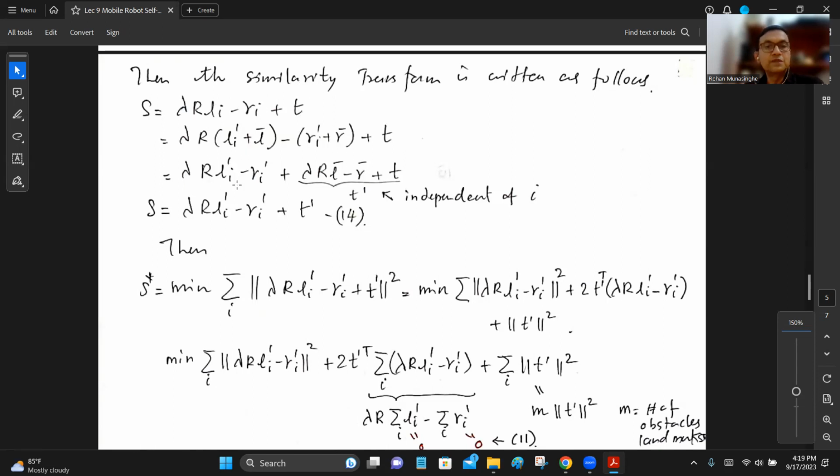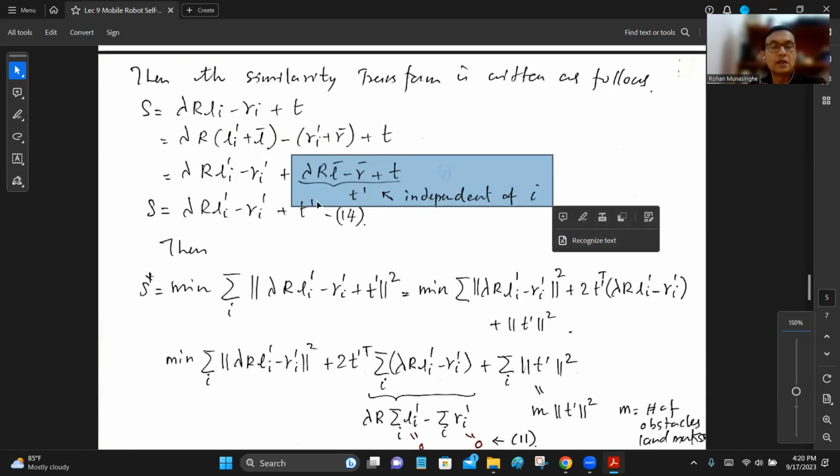So you just substitute for Li and Ri. In the next line, you bring this Ri dash together with Li dash, and then the middle part over here, lambda R L bar, the first L bar term in the first term goes to the middle term, plus T. Why do we do that? Because this part is a constant. Lambda is a constant eventually, because we are not trying to match every measured landmark to make it coincide with the reference one, not individual ones, but we want to minimize the overall error, okay? So lambda is going to be a constant at the end of the day.